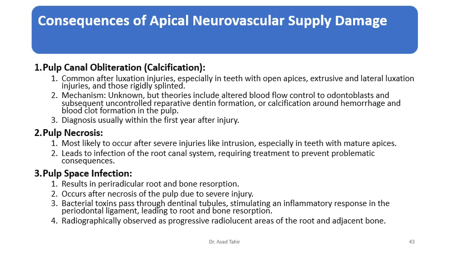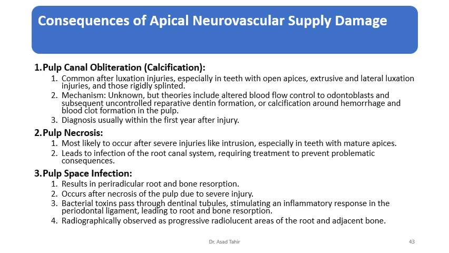Pulp necrosis. Most likely to occur after severe injuries like intrusion, especially in teeth with mature apices. It leads to infection of the root canal system, requiring treatment to prevent problematic consequences. Pulp space infection results in pararadicular root and bone resorption. It occurs after necrosis of the pulp due to severe injury. Bacterial toxins pass through dentinal tubules, stimulating an inflammatory response in the periodontal ligament, leading to root and bone resorption. Radiographically it is observed as progressive radiolucent areas of the root and adjacent bone.